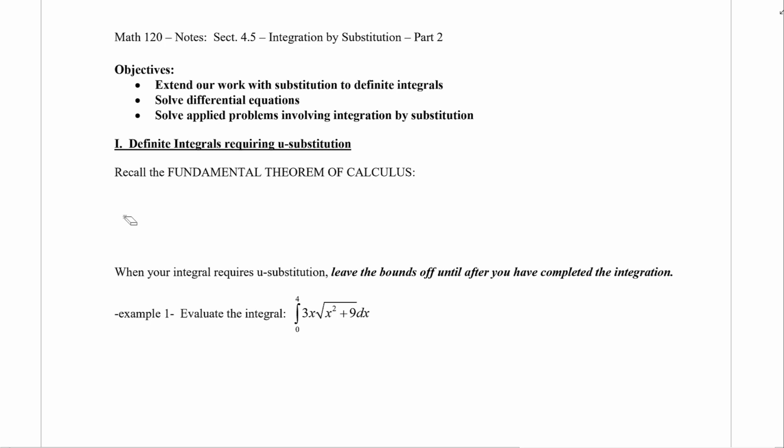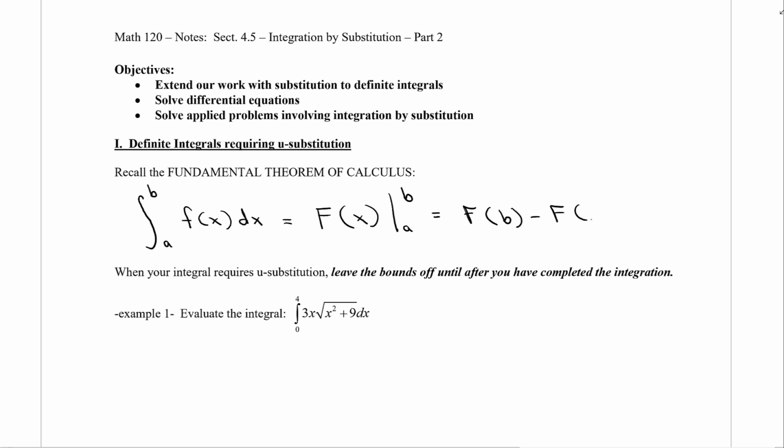Let's begin with definite integrals requiring U substitution. First, let's recall the fundamental theorem of calculus. The fundamental theorem of calculus states that if we have an integral from a to b of lowercase f of x dx, then this is going to be equal to uppercase F of x evaluated from a to b, which is also equal to uppercase F of b minus uppercase F of a. Let's go ahead and box that in.